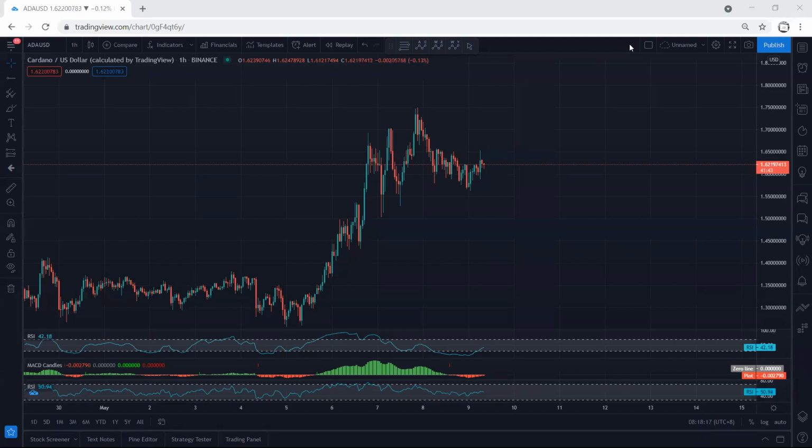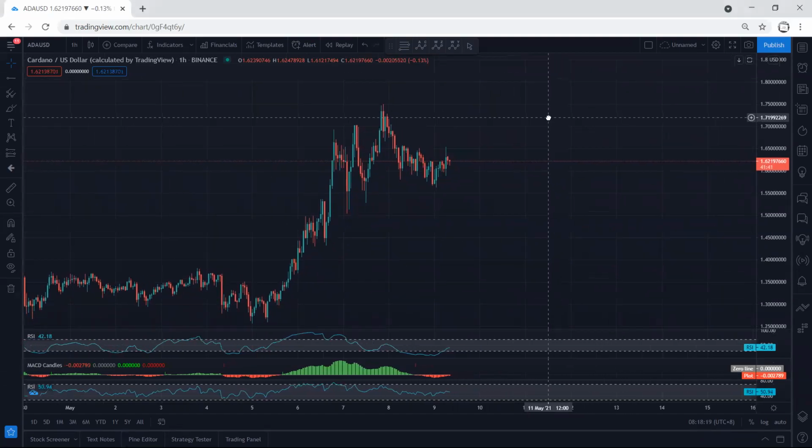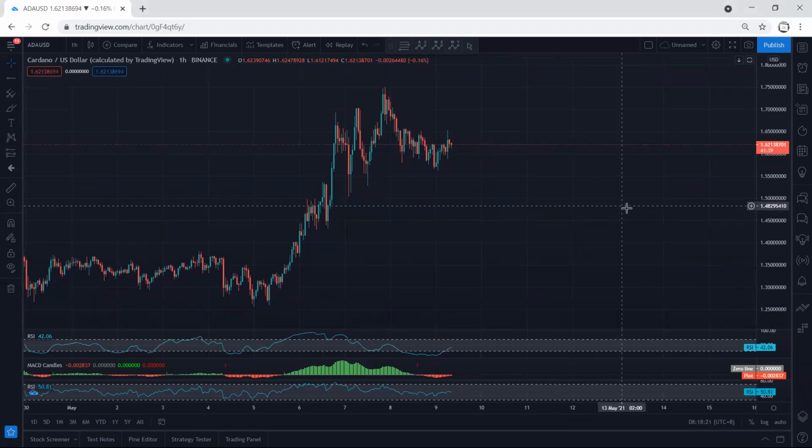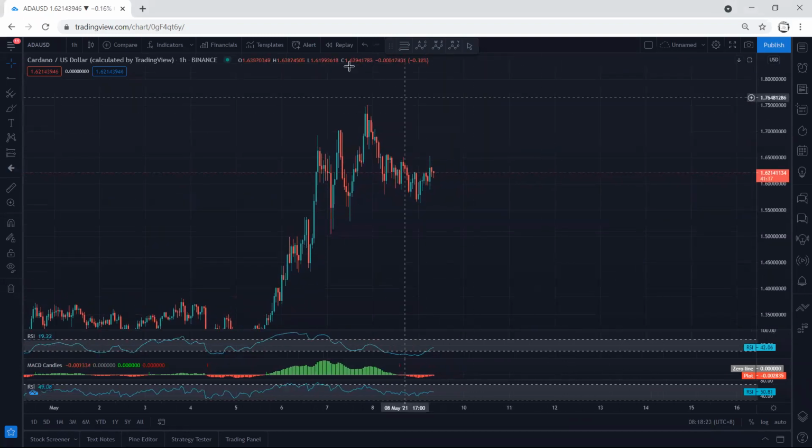ADA, we start with the 1 hour chart. Just want to give a quick update. First of all, if we refer to our analysis, we mentioned if we get any reversal, we can look for buy. There was no reversal. I mean, we didn't have any trade setup.